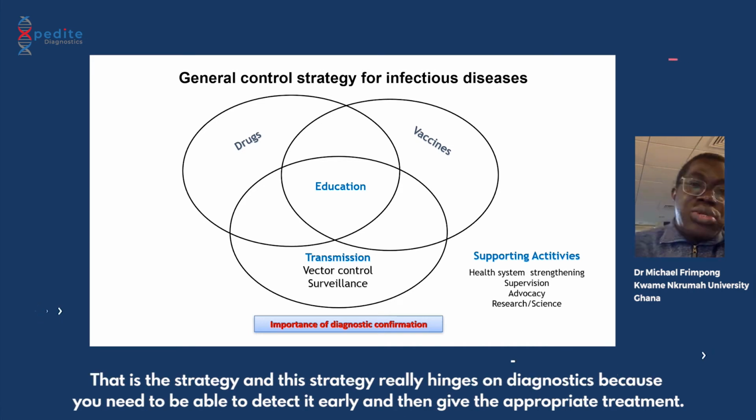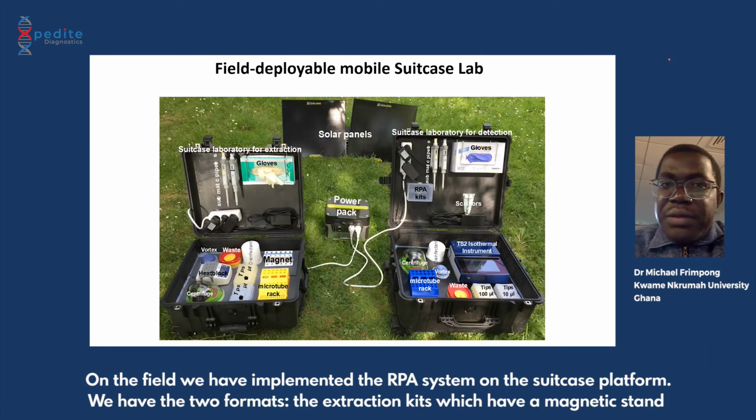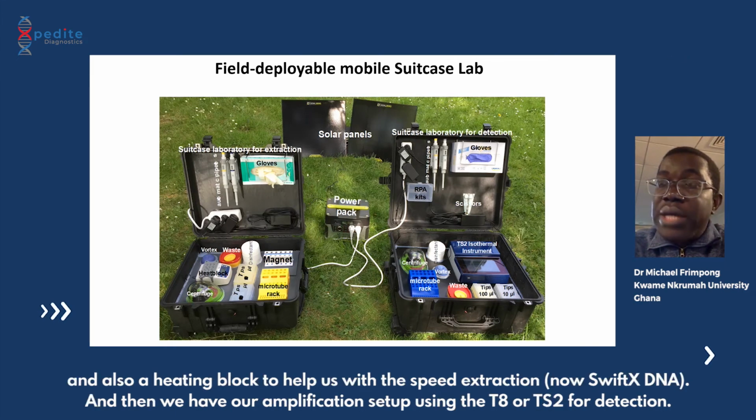And this strategy really hinges on diagnostics, because you need to be able to detect it early and then give the appropriate treatment. So on the field, we have implemented the RPA system on the Suitcase platform. And we have the two formats, the extraction kit, which has a magnetic stand and also a heating block to help us with the rapid extraction. And then we have our amplification setup for detection using the T8 or the TS2.